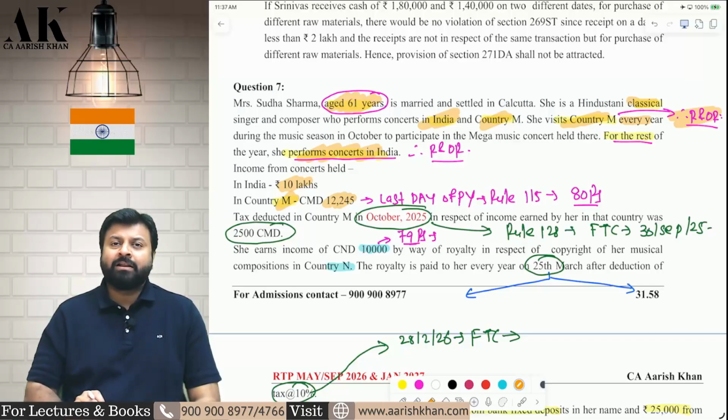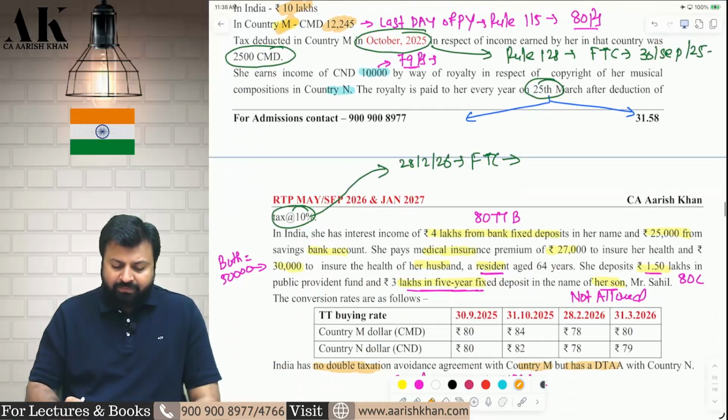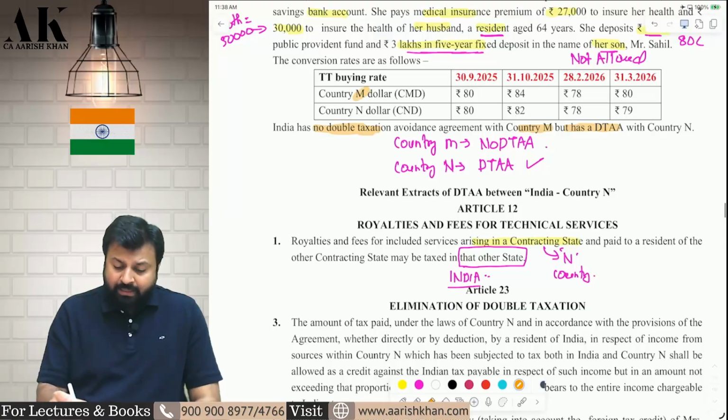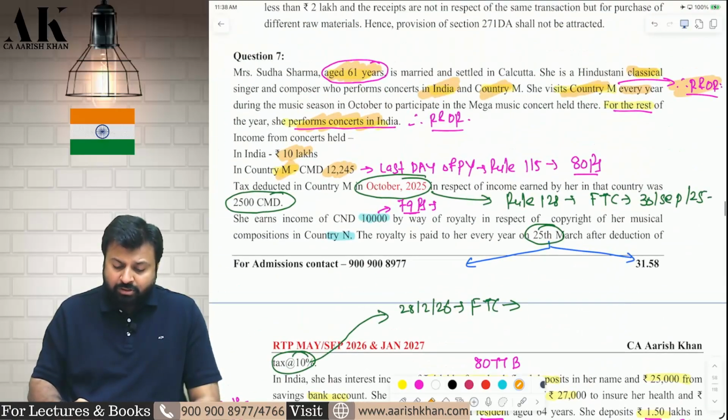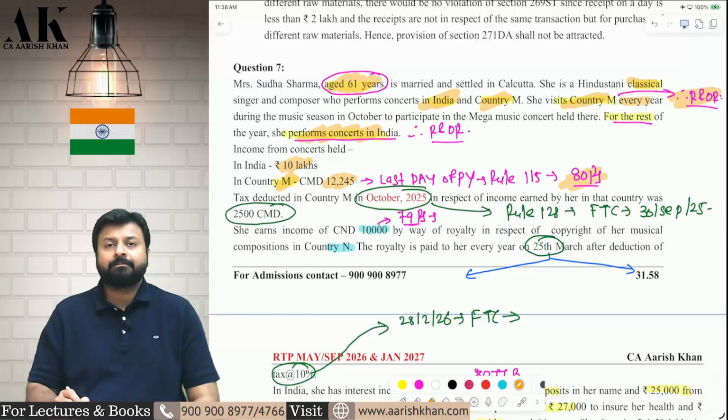Rule 115 says that for conversion of foreign PGBP income into INR, you have to take TTBR on the last day. What is the TTBR on the last day of country M? For country M, the TTBR on the last day of the financial year is 80 rupees. So you will convert this as per 80 rupees.